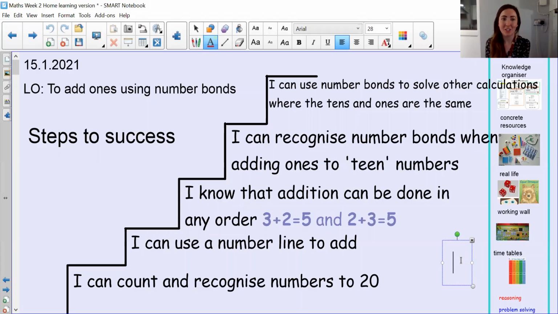Today's learning objective is to add ones using number bonds. So like we were yesterday, but doing it a little bit differently today on a number line.